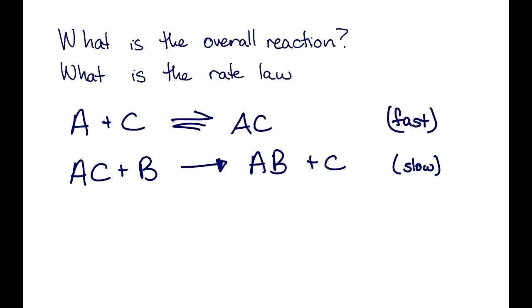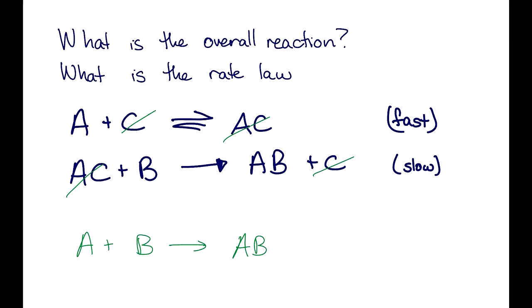It's a 2-step mechanism. Tell me what the overall reaction is. So maybe tell me what cancels. A, C cancels, what else? C, perfect. So this overall reaction is A plus B arrow AB. Perfect. Okay, so that's the overall reaction.